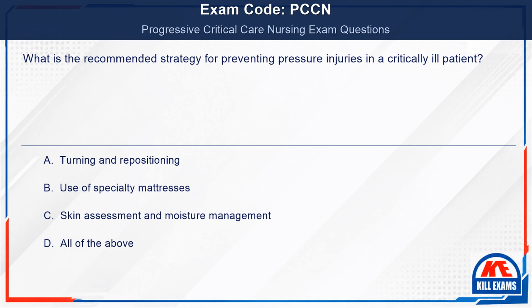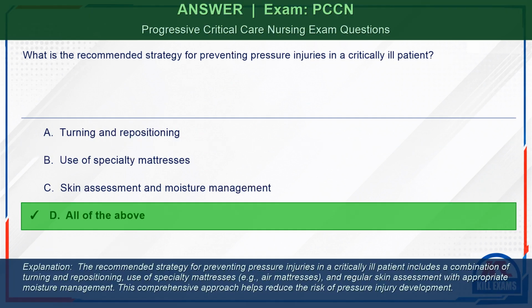Question 2. What is the recommended strategy for preventing pressure injuries in a critically ill patient? Option A. Turning and repositioning. Option B. Use of specialty mattresses. Option C. Skin assessment and moisture management. Option D. All of the above. The correct answer is option D.